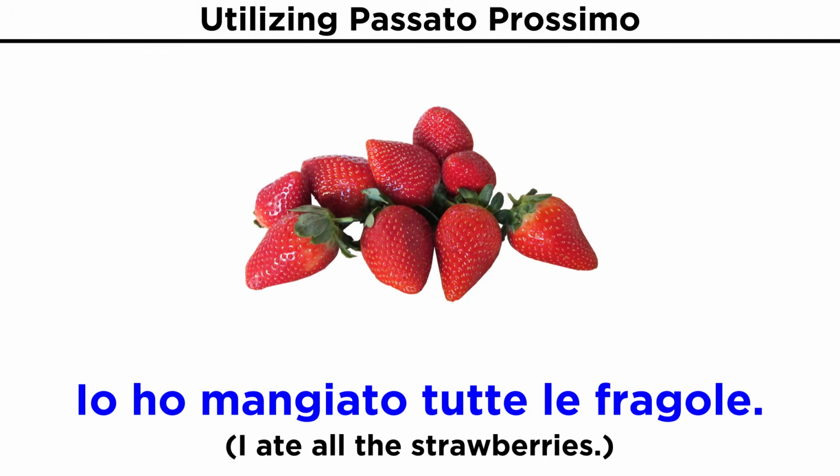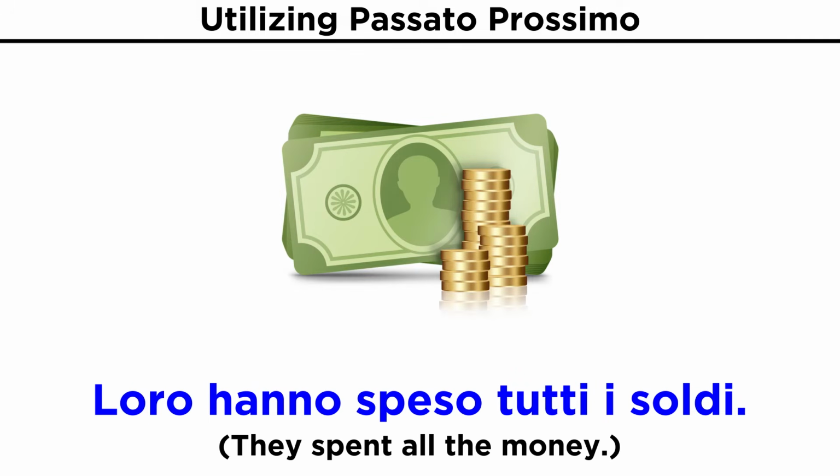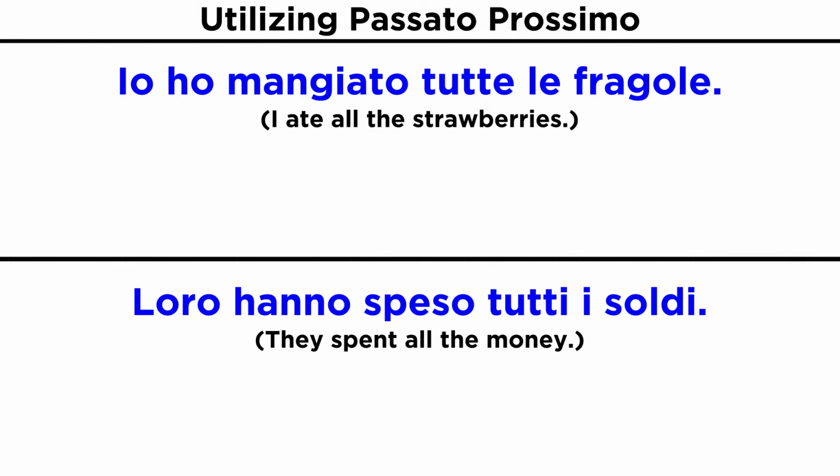To make a full sentence, we could say, Io ho mangiato tutte le fragole. Loro hanno speso tutti i soldi. So this is the most common way that Italians use the past tense.